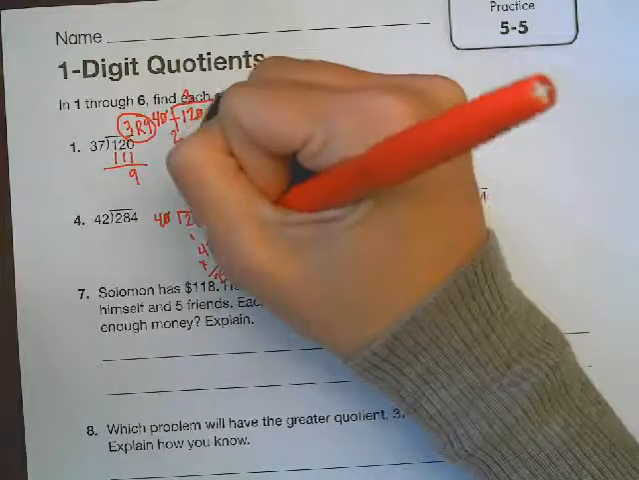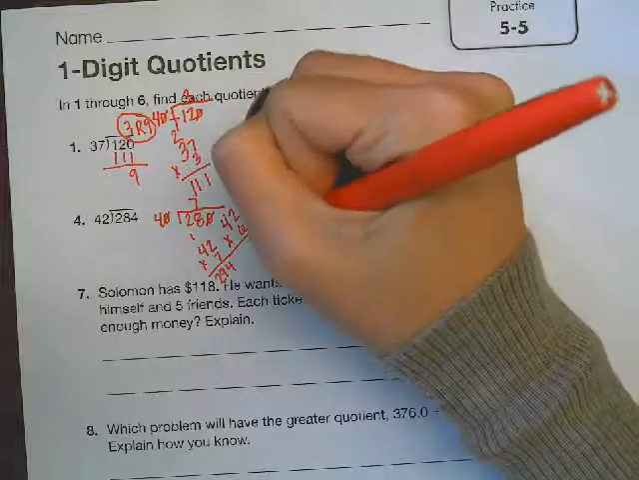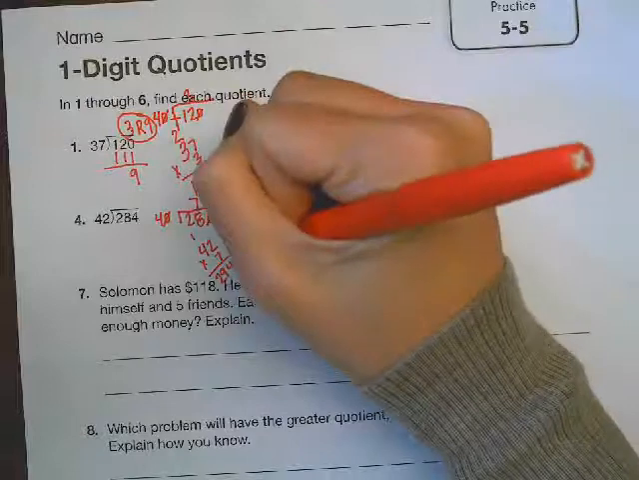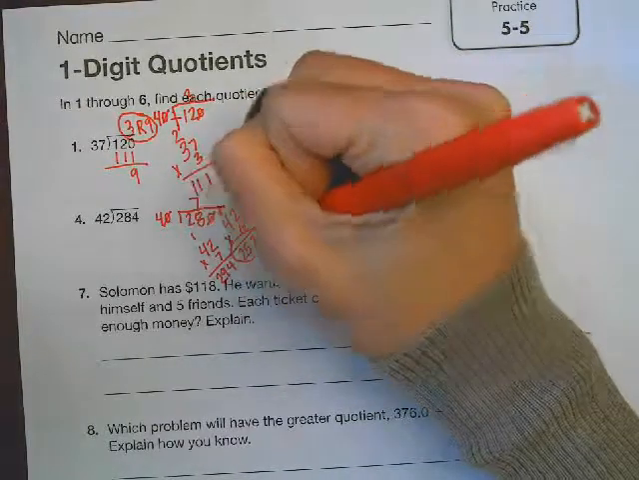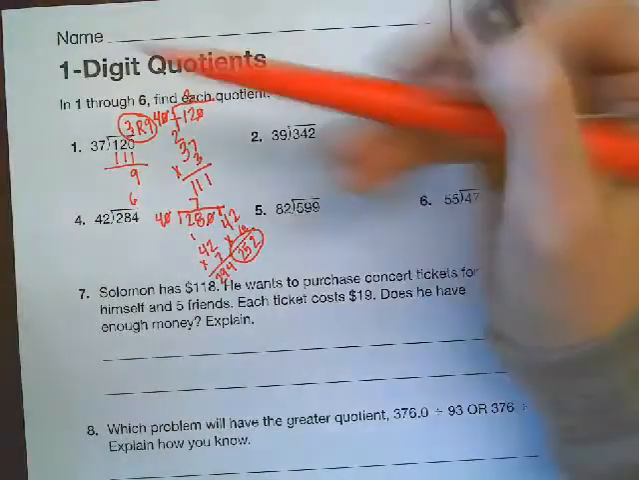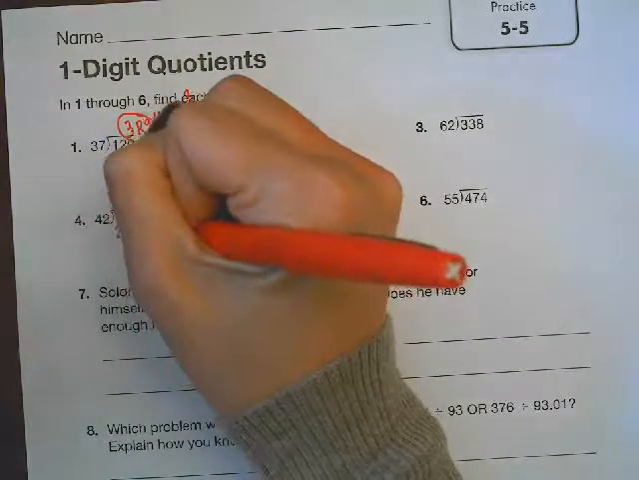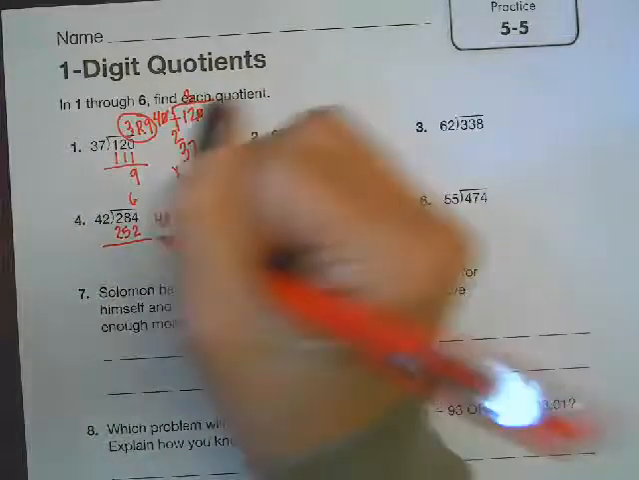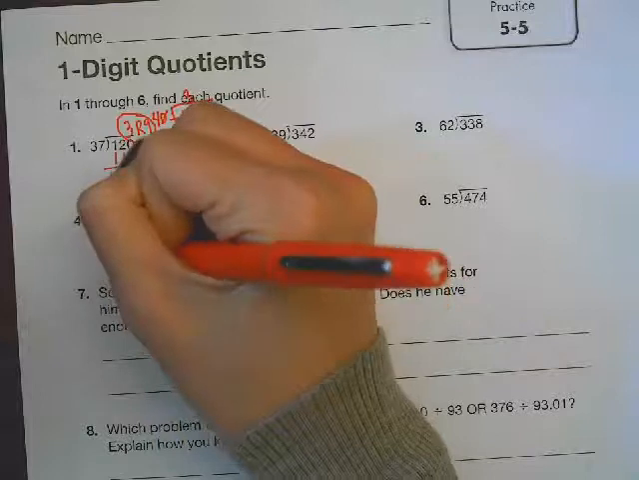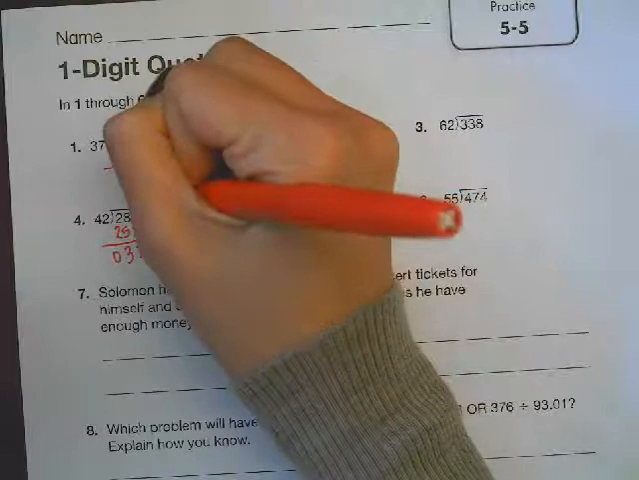So let's double check. 42 times 6. 2 times 6 is 12. 6 times 4 is 24, plus 1 is 25. And does it go into 284? Yes. All right, so we're going to put our 6 up here. And like we said, 6 times 42 is 252. Now when you subtract those, 4 minus 2 is 2, and 8 minus 5 is 3. 2 minus 2 is 0. So that is our remainder. It is 6 remainder 32.